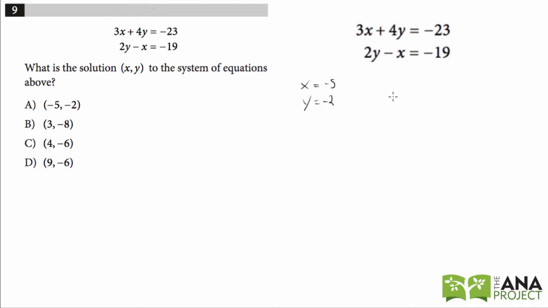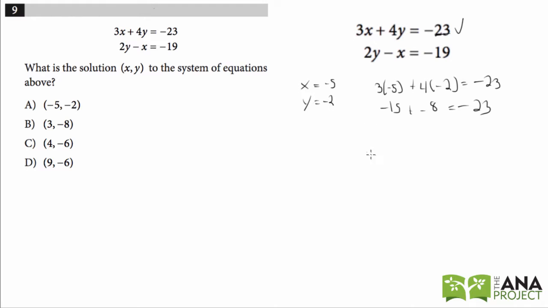So we'll try this one first, 3x plus 4y. So 3 times -5 plus 4 times -2. What does that equal? So that's -15 plus -8. That equals, this should equal -23. And this does equal -23. So it works for this equation. Now we're going to have to see if it works for the second equation.